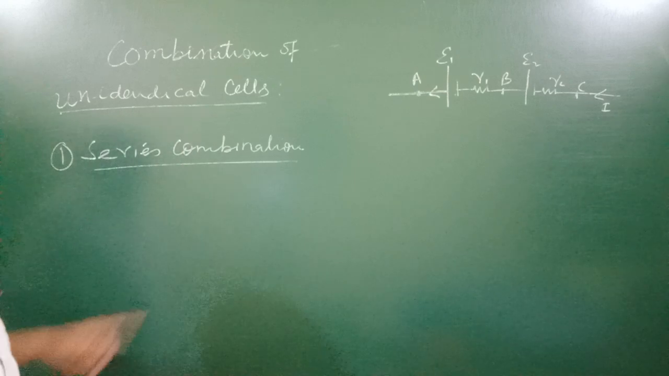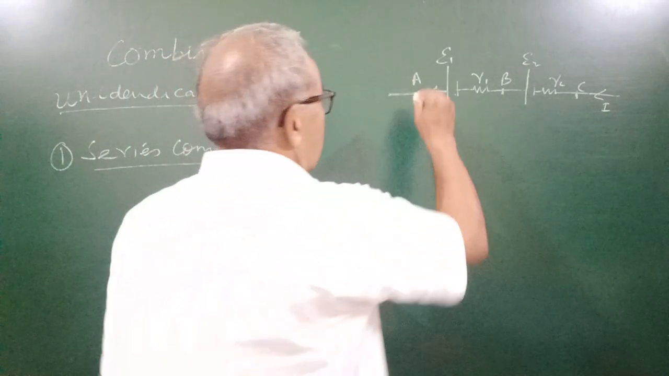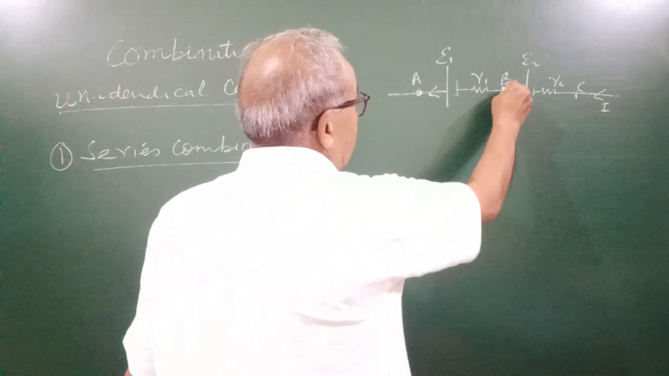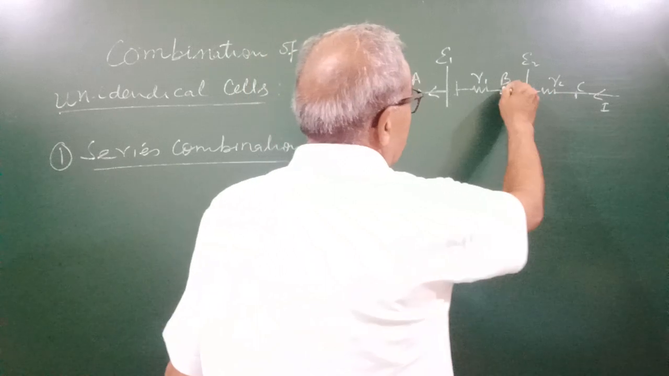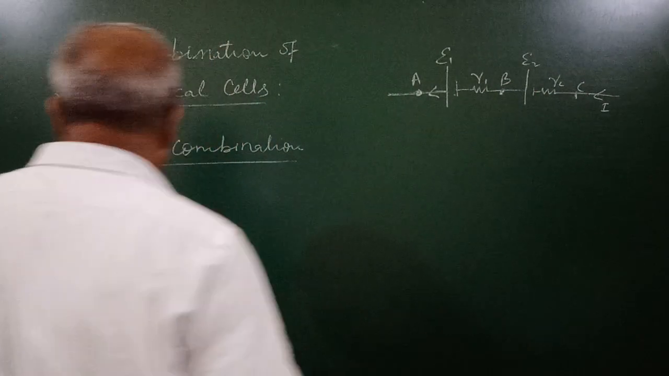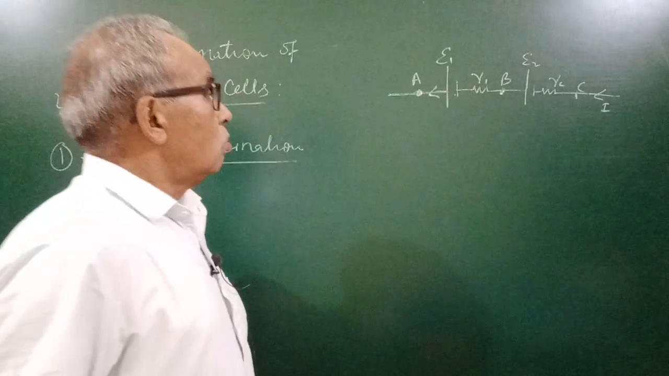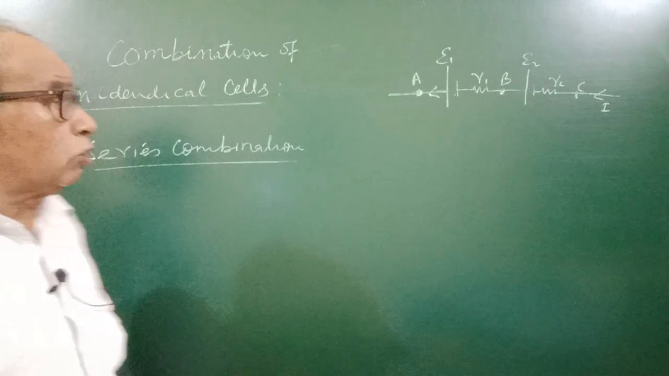So here the figure shows two cells connected in series. Terminals A, B and B, C. B is common to both cells E1, E2. Is that clear? So now we know when current is drawn from a cell.